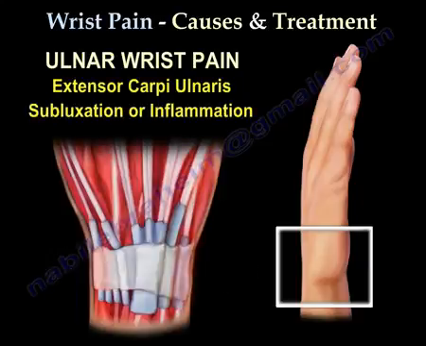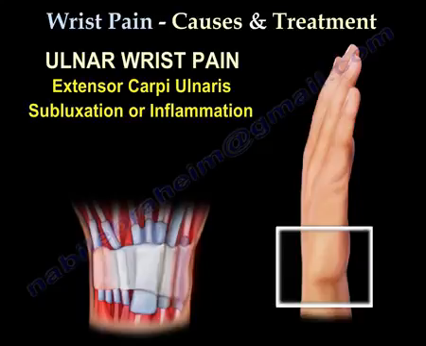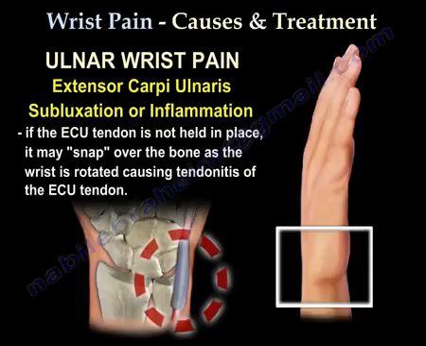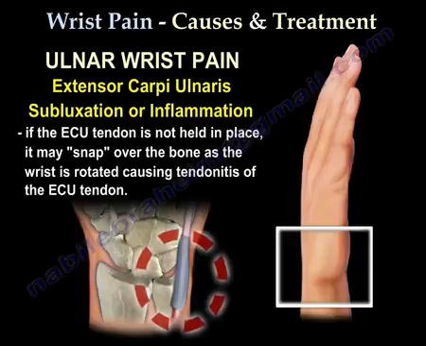Extensor carpi ulnaris subluxation or inflammation. Snapping of that tendon is a condition due to the extensor carpi ulnaris tendon sliding in and out of its groove. This snapping over the bone as the wrist is rotated will cause tendonitis and pain in the ulnar side of the wrist.